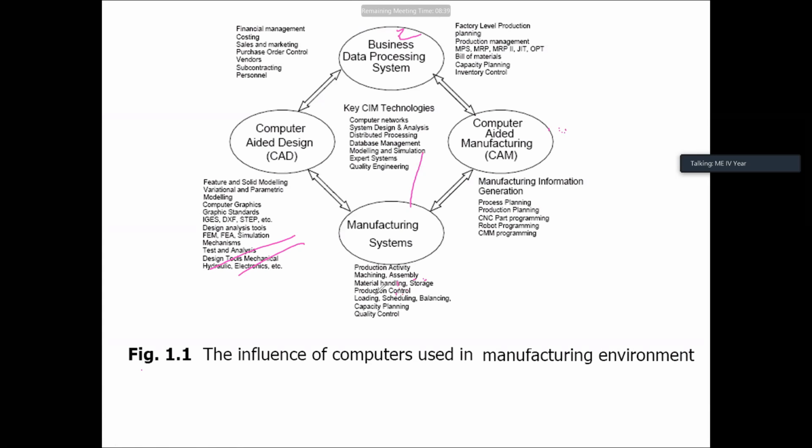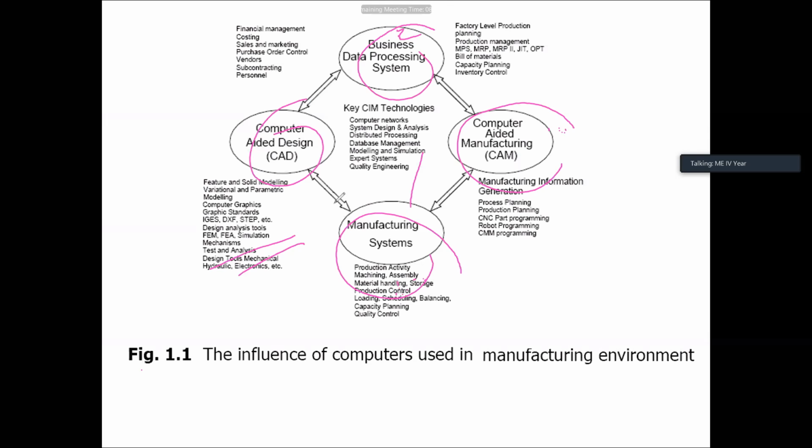So the four are CAD, the business data processing system, the computer manufacturing system, and the actual manufacturing system. Without these four, the product will not come out. If you observe the CAD, with this CAD, what will happen? All the things you can model.